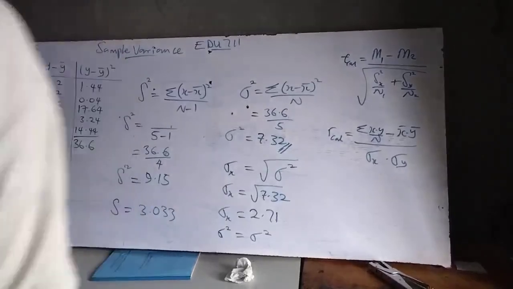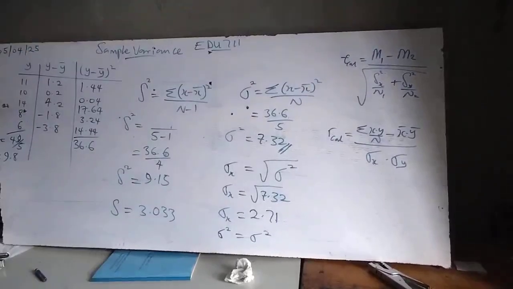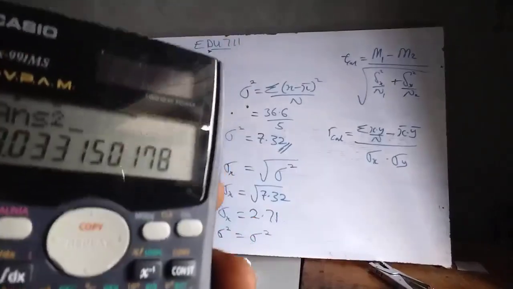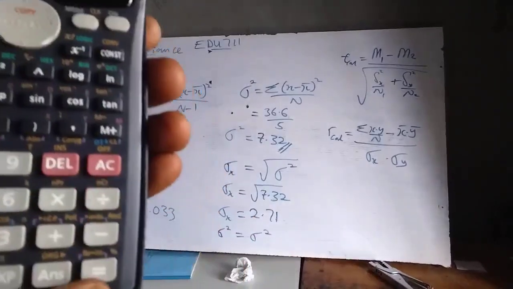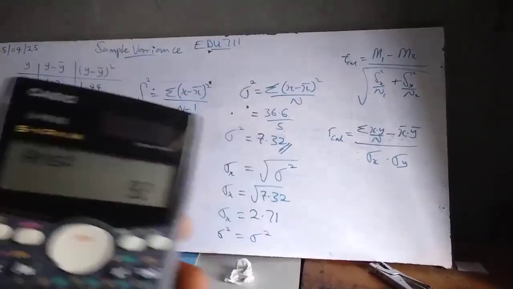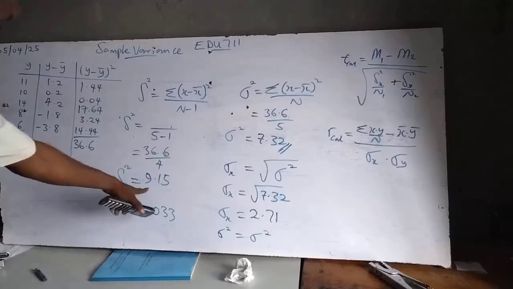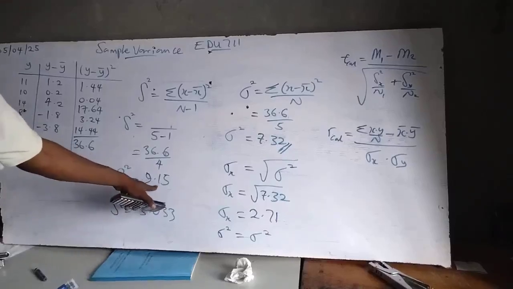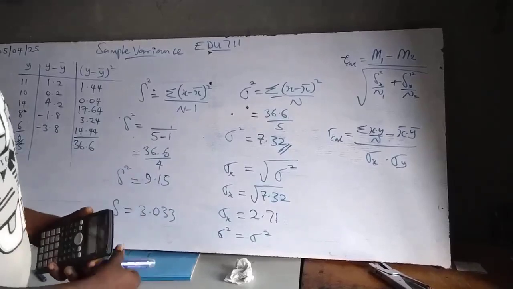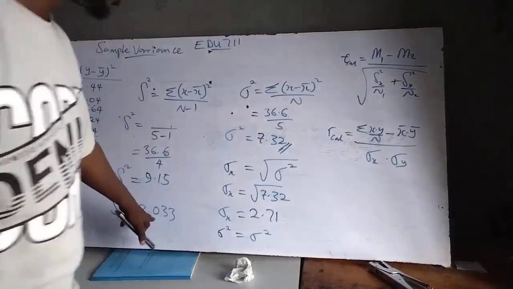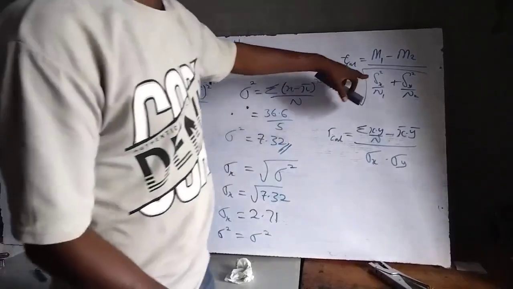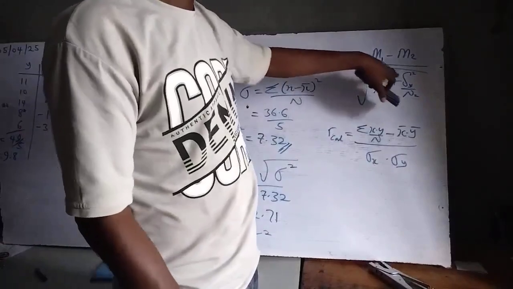So let's square it and see before you put it into the formula. Let's square the answer. Equal to, so you can see 9.2, and here we have 9.15. Approximately you get 9.2. So when you get this from your calculator, you now square it, and the answer is what you will insert here. The same thing for this.